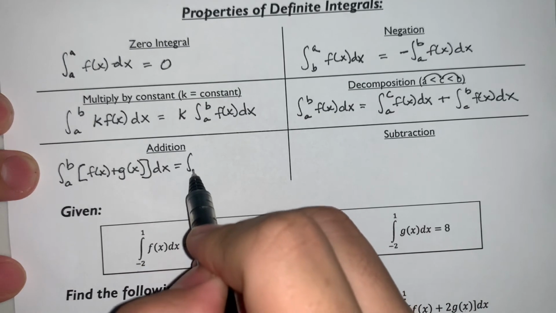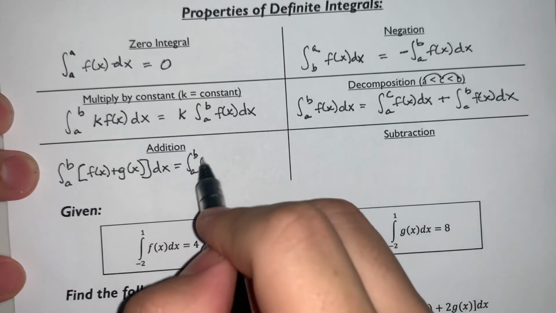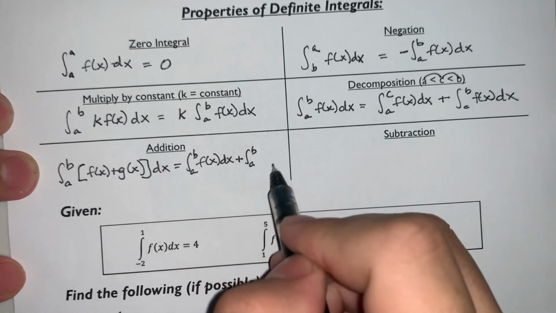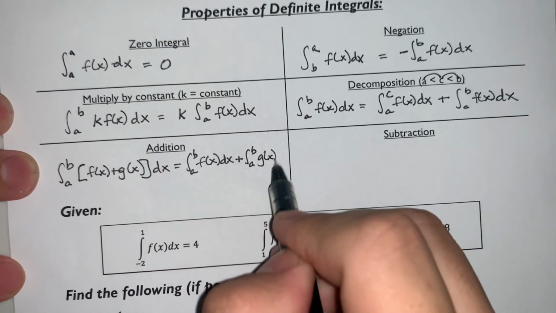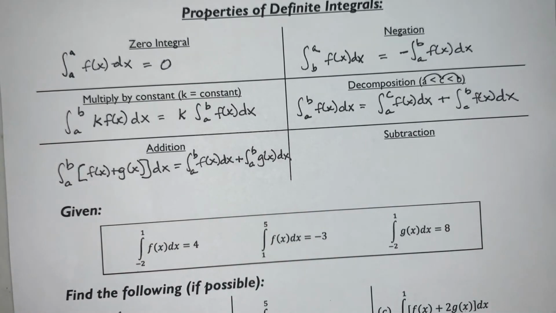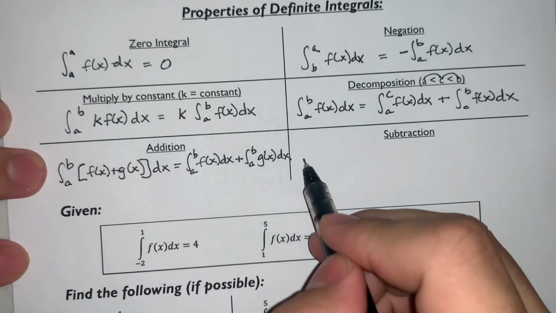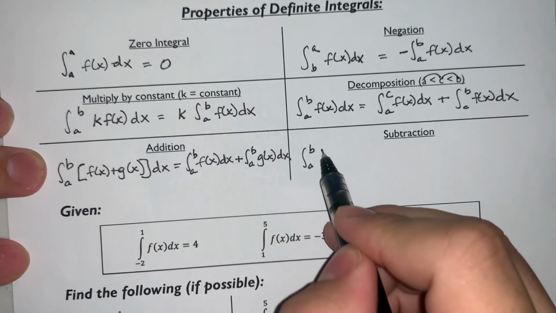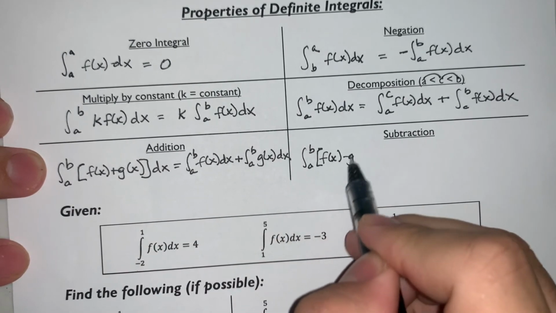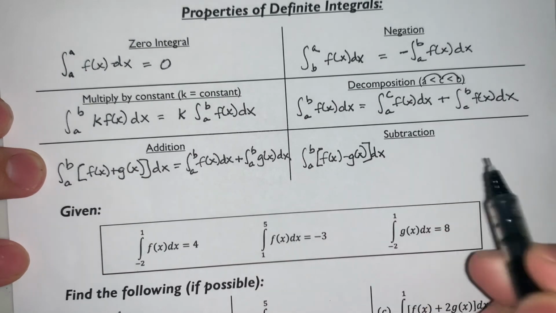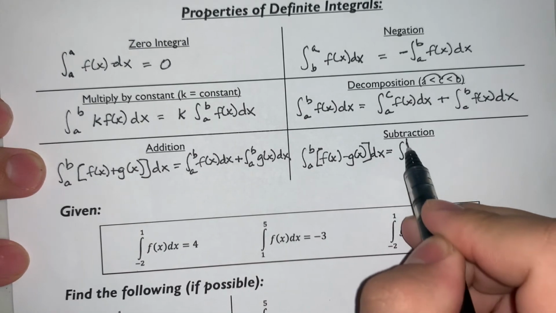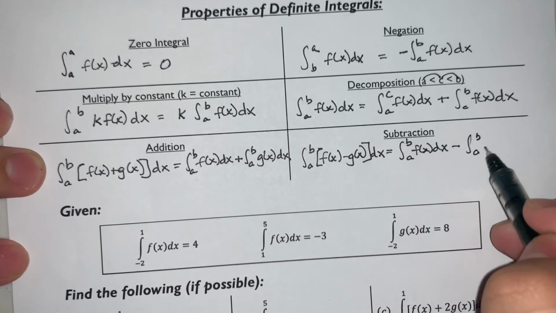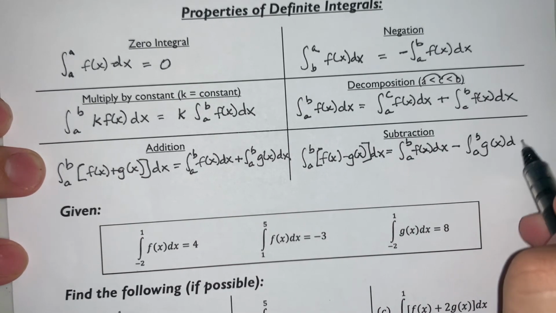So the integral from a to b of f of x dx plus the integral from a to b, same bounds, of g of x dx. All right, and same thing for subtraction, except instead of addition, subtraction. So the integral from a to b of f of x minus g of x dx is equal to the integral from a to b of f of x dx minus the integral from a to b of g of x dx.